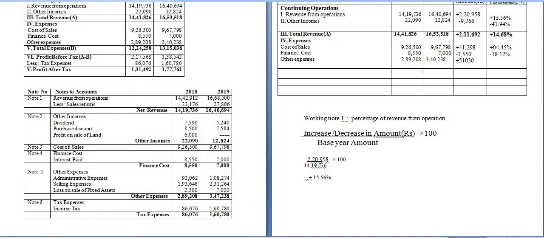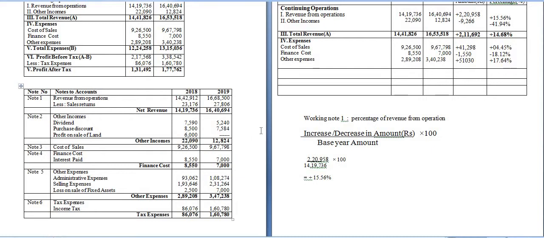Percentages: 51,030 rupees divided by 2,89,208 into 100 is equal to how much? 17.64%. So plus 17.64%. Okay.